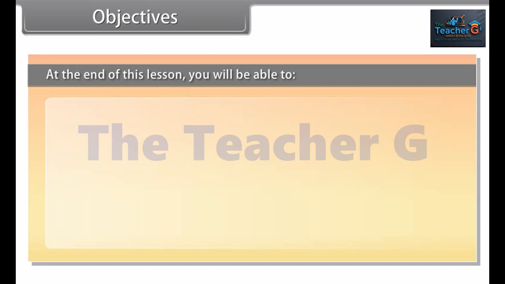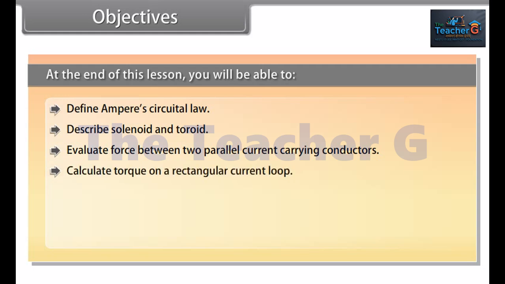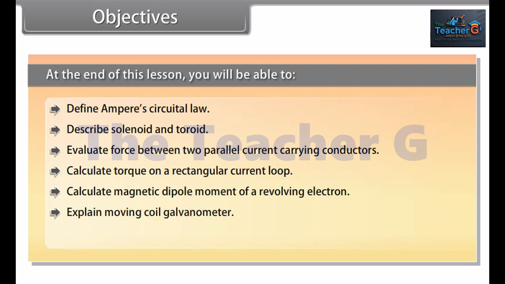Objectives. At the end of this lesson, we'll be able to define Ampere's circuital law, describe solenoid and toroid, evaluate the force between two parallel current-carrying conductors, calculate torque on a rectangular current loop, calculate the magnetic dipole moment of a revolving electron, explain the moving coil galvanometer, and convert a galvanometer into an ammeter and voltmeter.